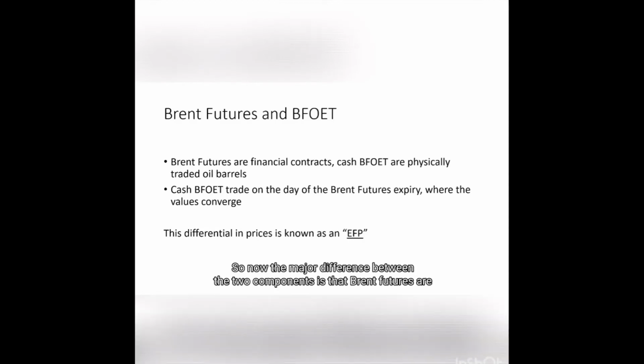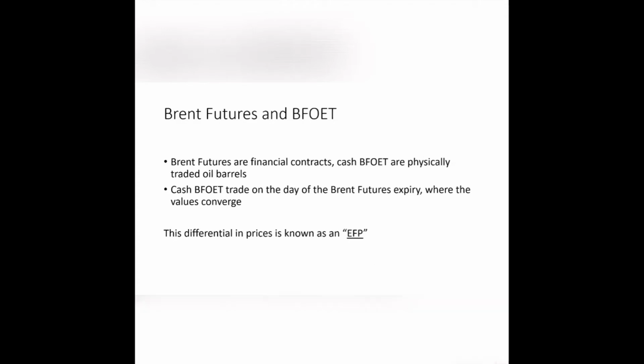Now the major difference between the two components is that Brent futures are financial contracts, whereas cash BFOET are physically traded oil barrels. So you can imagine the two are traded in different ways and manners. Brent futures tend to be very liquid, with large volumes trading throughout the month until expiry, whereas the cash BFOET is really only traded by a handful of North Sea physical traders, and it tends to trade on the final day of the month.